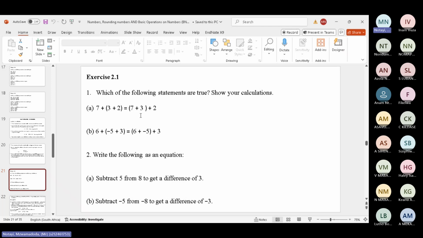And then the right-hand side, we deal with the bracket first. 7 plus 3, which gives us 10, plus 2, it's 12. So 12 is equal to 12. Left-hand side is equal to the right-hand side. So that statement is true. Let's look at the second one.